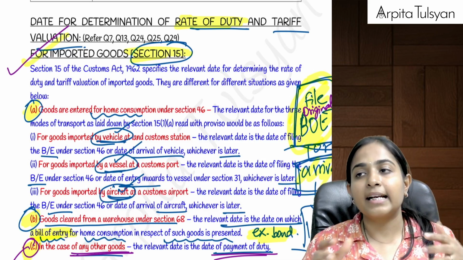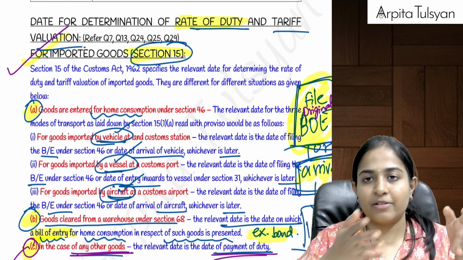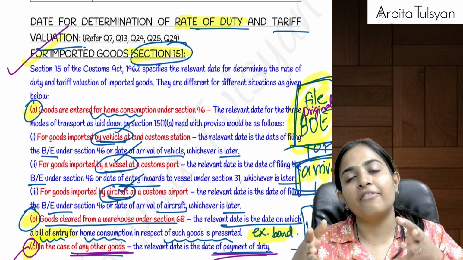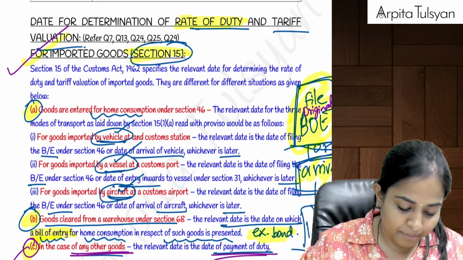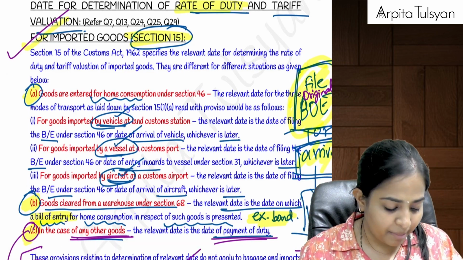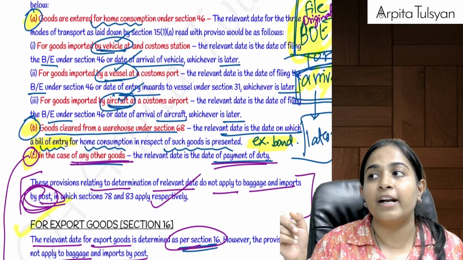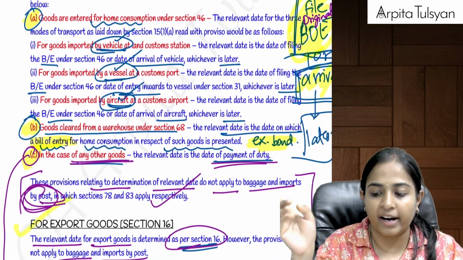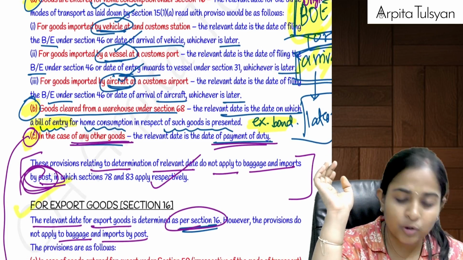Okay, when the goods are cleared for warehouse, means when the goods are imported, kept in the warehouse and then cleared for home consumption, then in such case the relevant date will be the date on which the ex-bond bill of entry for home consumption is filed. That date's rate of duty we are going to consider.